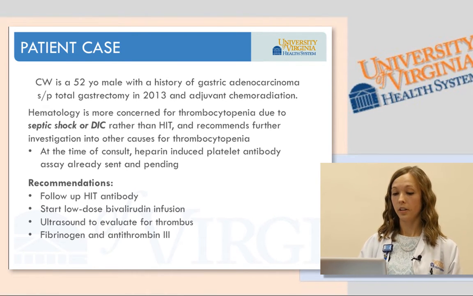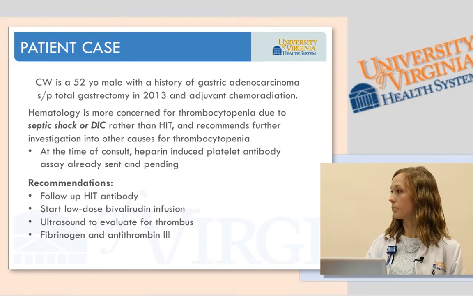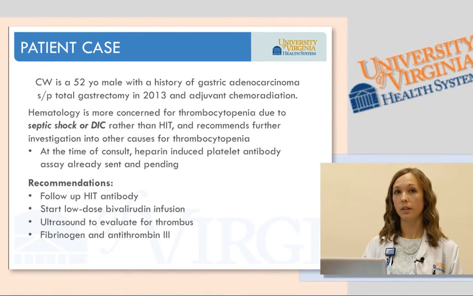of the consult, to start a low-dose bivalirudin infusion, because at this point we've started down this workup for heparin-induced thrombocytopenia, and we should be considering that there is a thrombus present until proven otherwise. And we'll talk about where the low dose comes in a minute. An ultrasound is recommended to evaluate a little bit more for thrombus, and fibrinogen and antithrombin were recommended to complete the DIC workup.